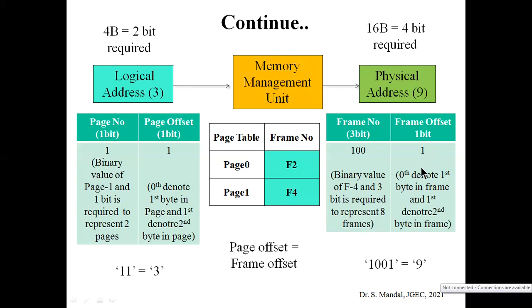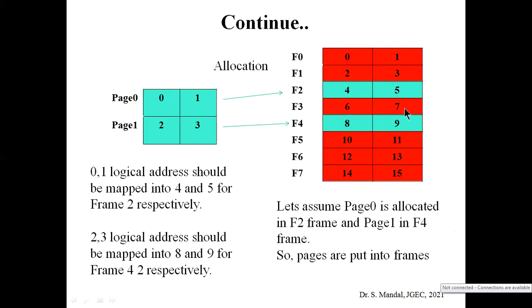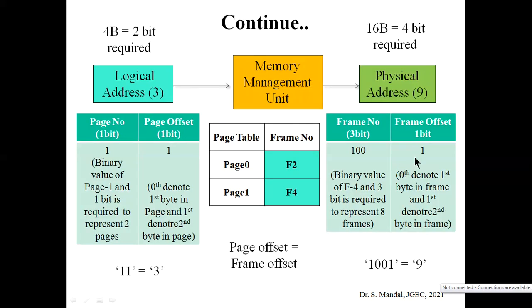Similarly here, you can see that the first 0 denotes the first byte in the frame, and the next denotes the second byte in the frame. So for frame offset 0, this address location corresponds to the frame offset of 0, and all the values in the second column correspond to the frame offset of 1. That's why we are using 1. So now we are getting 1001, and we already know that 1001 is equivalent to 9.